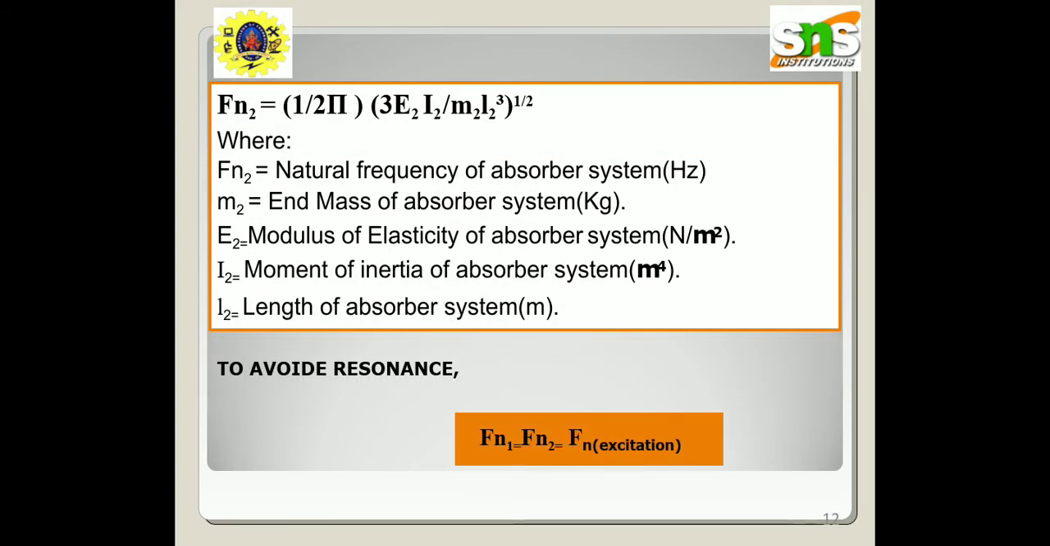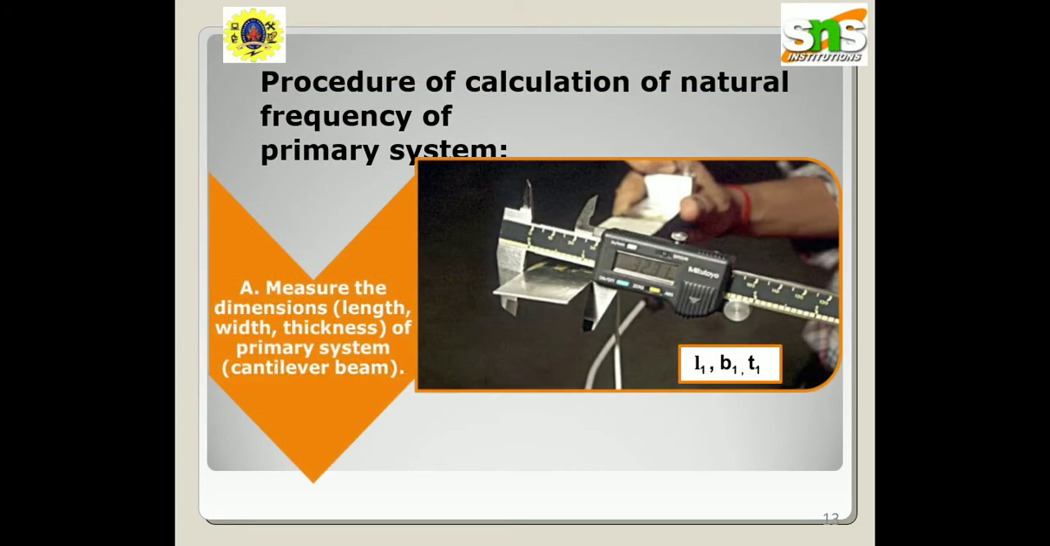Here is section 2, similarly F1 is equal to Fn2, which is equal to Fn. This is the excitation. This is the procedure for calculation of the natural frequency of a primary system.